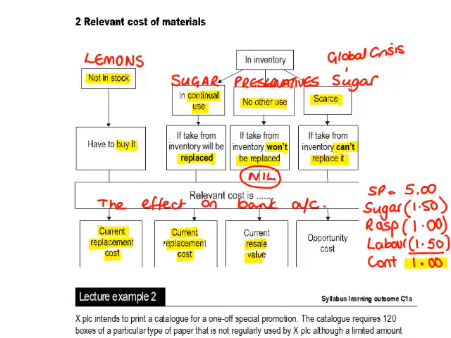And therefore that would actually be the relevant cost of using that scarce resource, the sugar. Because I'm going to make some lemon curd with it, it means that I'm not going to be able to make raspberry jam, and therefore I'm not going to get that £1 contribution.